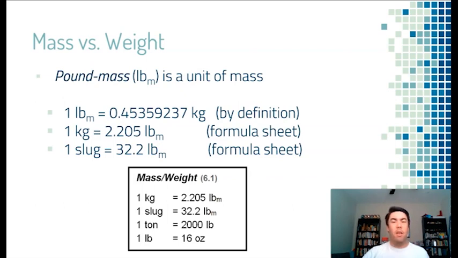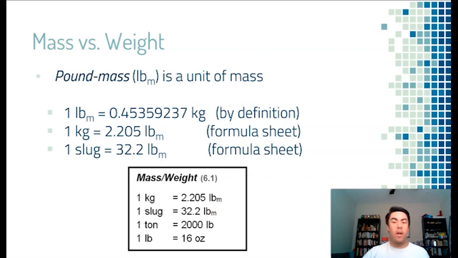Unfortunately, as a result, mass and weight are often confused in the United States system, and many people do not understand the difference between the meaning of pound mass and pound force. Oftentimes, the context determines to which pound a person is referring. On the formula sheet, the pound force unit is indicated only with the letters LB. The pound mass unit is indicated with a subscript of M attached to the letters LB.